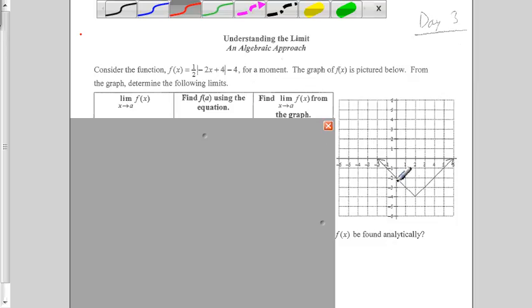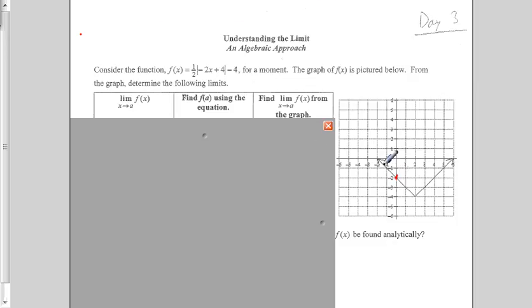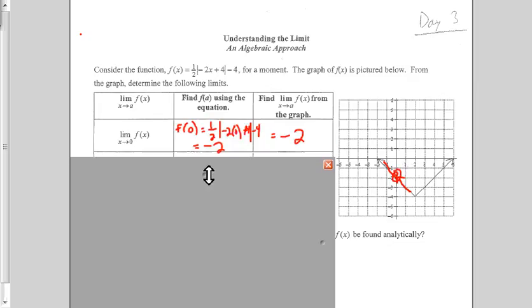First one we want to find, and you guys can see it, is as x approaches 0. Well, I see right here, as I approach x from the left and x from the right, it looks to be approaching negative 2. And when I substitute that in and I find f of 0, negative 2 times 0 is 0, plus 4 is 4, the absolute value of 4 is 4, times 1/2 is 2, 2 minus 4 is negative 2. Hey, f of a equals the limit as I approach that same value.